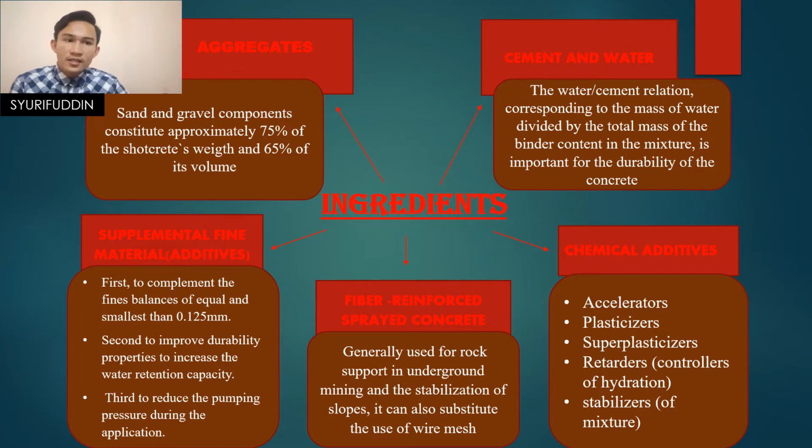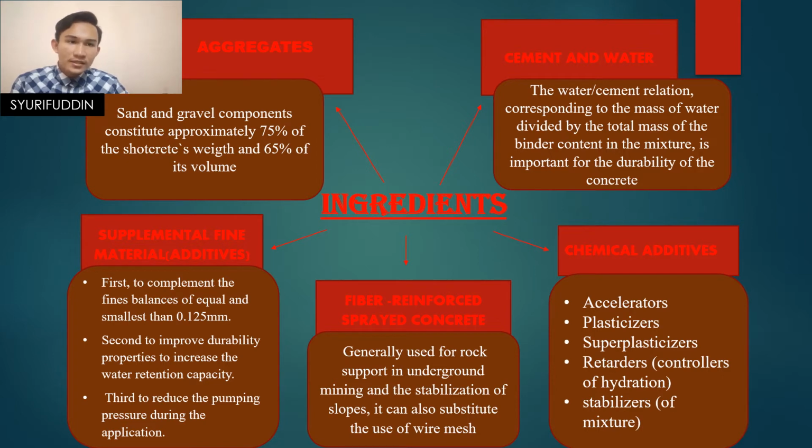Number 3 is supplemental fine material additive. Slag, fly ash, and silica fume are used for the shotcrete to fulfill different aims. First, to complement the fine balance of particles equal to and smaller than 0.125 mm. Second, to improve durability properties and increase the water retention capacity. And third, to reduce the pumping pressure during the application.